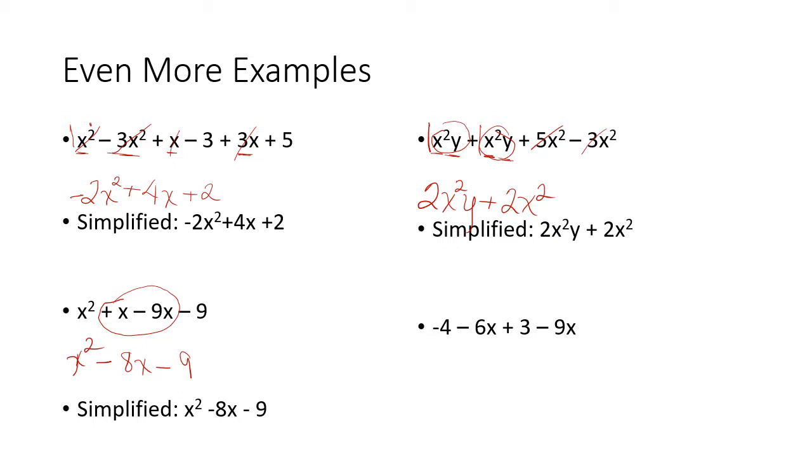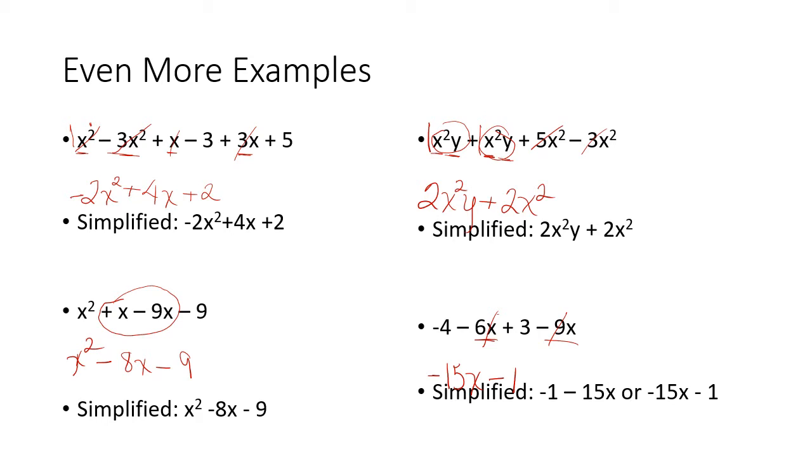Okay, we have negative 4 minus 6x plus 3 minus 9x. I like to start with the highest exponent. That would be the ones here. So we have negative 6x and negative 9x. That would be negative 15x. And then we have negative 4 and positive 3, which is just negative 1. Okay, pretty simple, right?